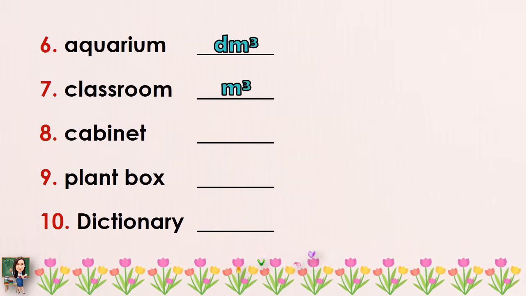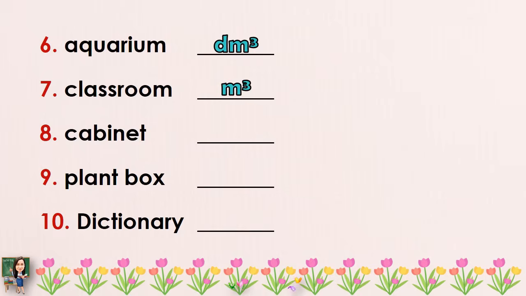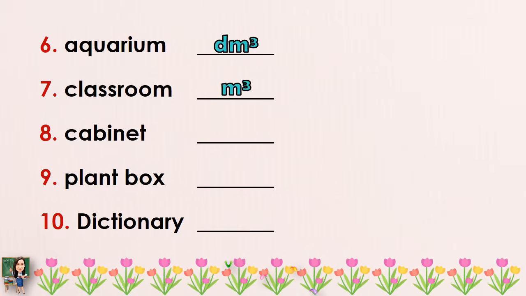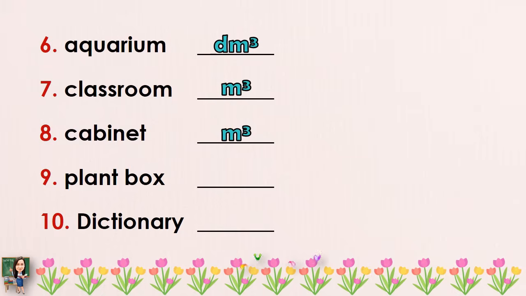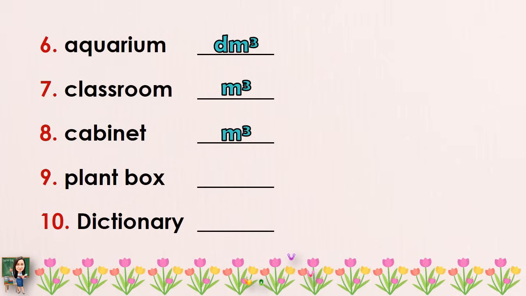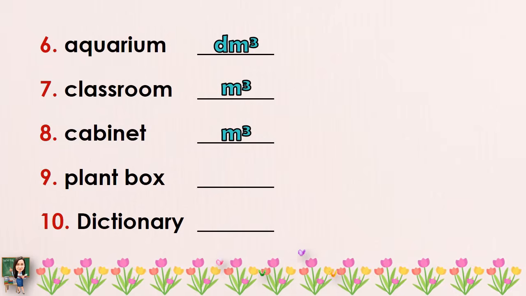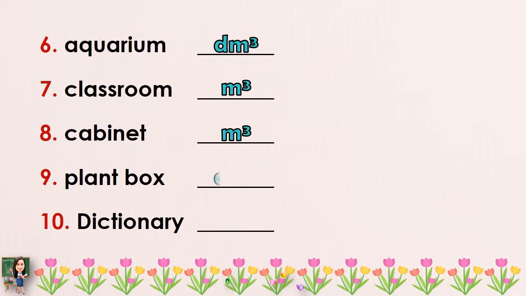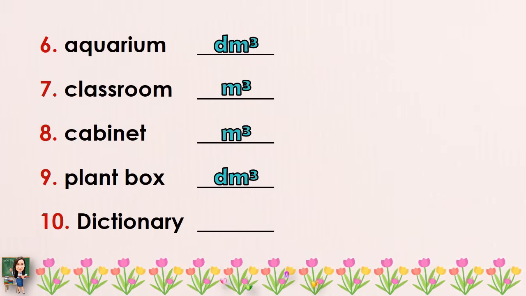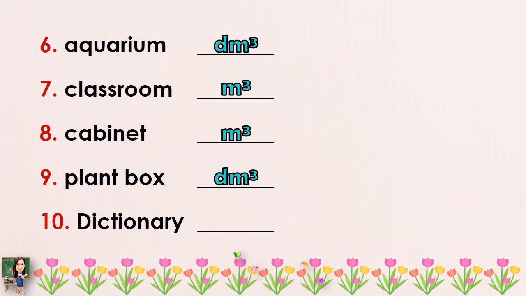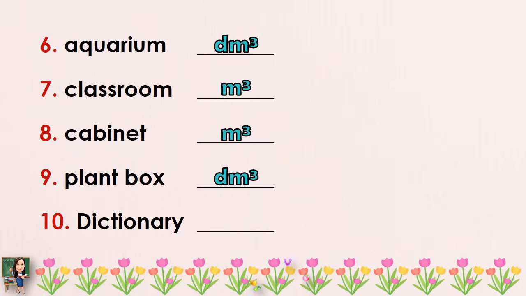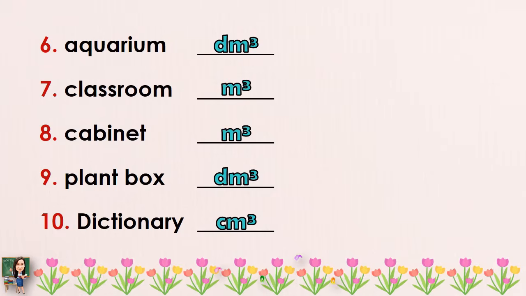Number 8, cabinet. What is the appropriate unit of measure to be used? Correct. Use cubic meter. Number 9, plant box. What is the appropriate unit of measure to be used? Correct. Use cubic decimeter. And number 10, dictionary. What is the appropriate unit of measure to be used? Correct. Use cubic centimeter.